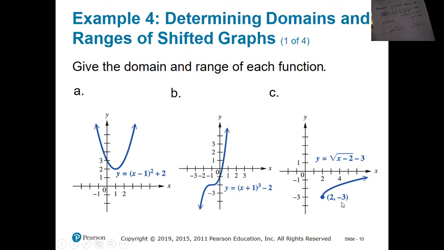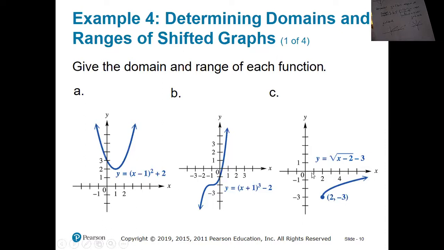All right, so what is the domain of this? So where does this graph start with your x-axis? It starts at 2, and it's a filled-in circle, so that means it's a bracket. And then where does this go? This goes to positive infinity. So bracket 2 to positive infinity with a parenthesis.